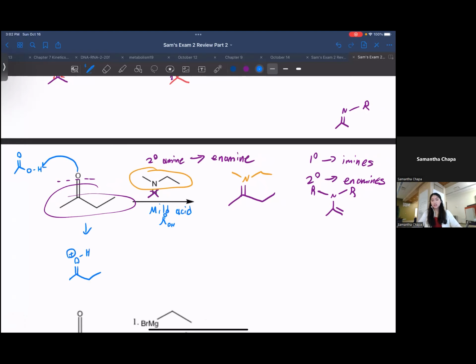Now you have a positively charged oxygen group, something that's going to make your carbonyl carbon very electrophilic, meaning that it's easier for a neutral compound like the secondary amine to come in and attack the carbonyl carbon. So that's exactly what's going to happen.